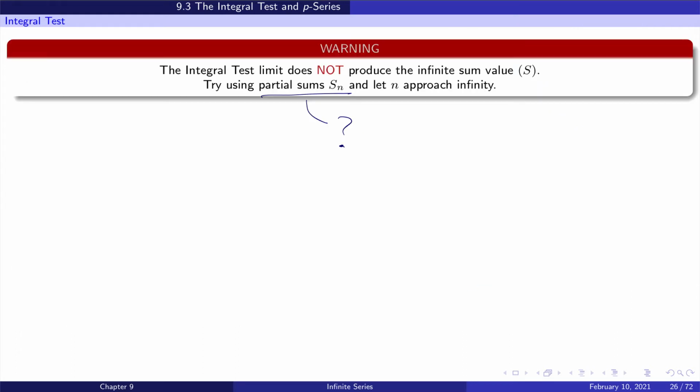So very important is a summary of what I just said. The integral test limit does not produce the infinite sum value. You should try to get the partial sums and let n approach infinity. Often this is quite difficult to do, so in our class we don't find the partial sum formula and we don't find the convergence value.